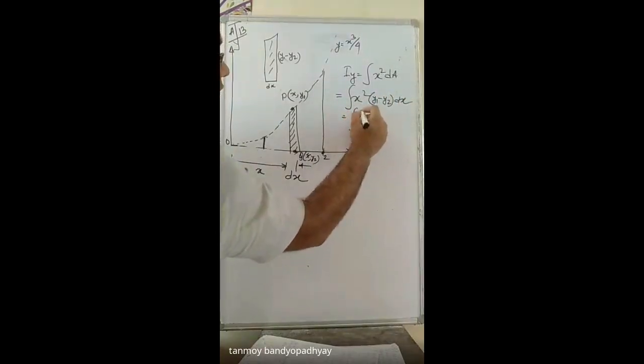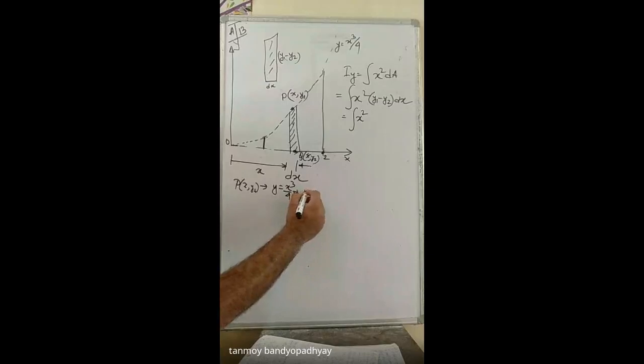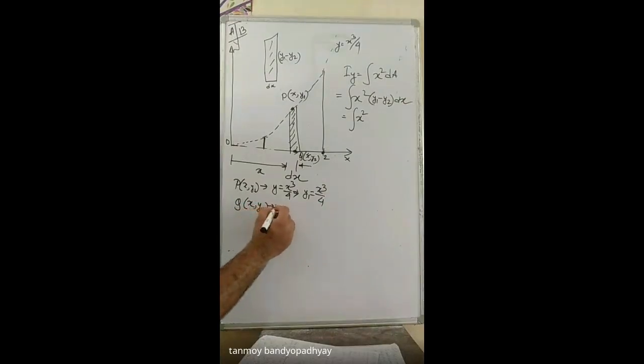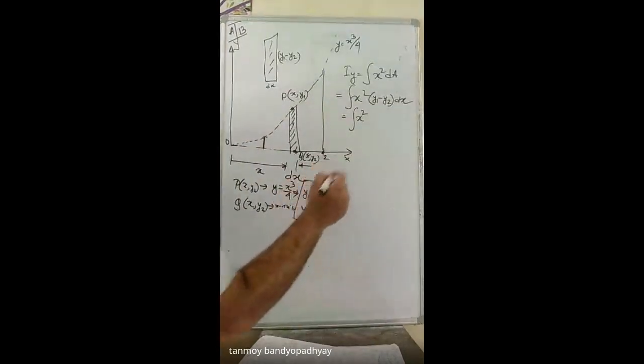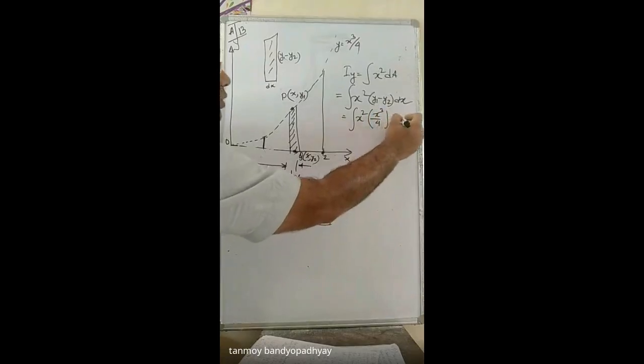So that is x square into y1 minus y2, where y2 is 0. What will be y1? Since this point P, x comma y1, lies on the curve y is equal to x cube by 4, we have y1 equal to x cube by 4. And Q, x comma y2, lies on the x axis, so y2 will be equal to 0. We can substitute these two values. So y1 will be equal to x cube by 4, and this is x cube by 4 minus 0 into dx.